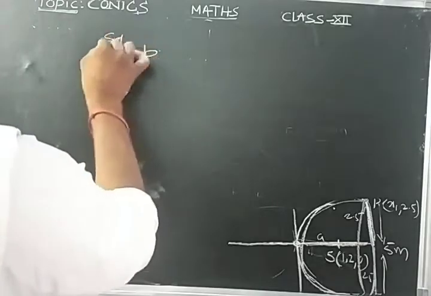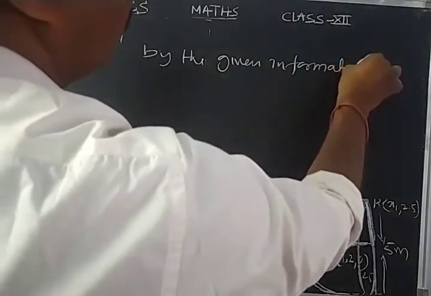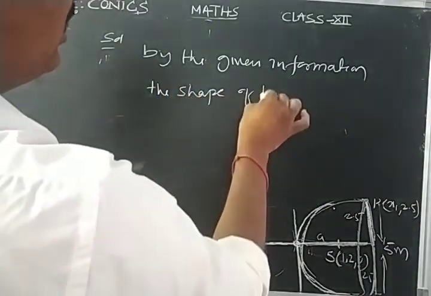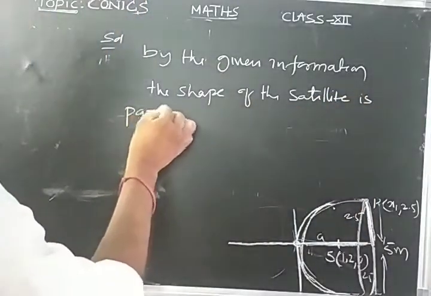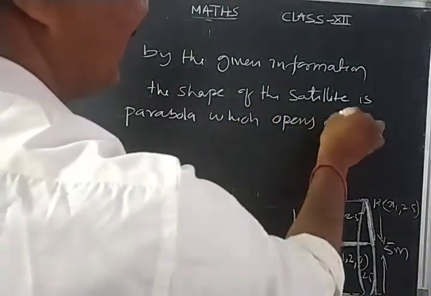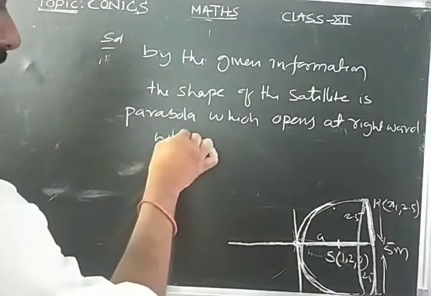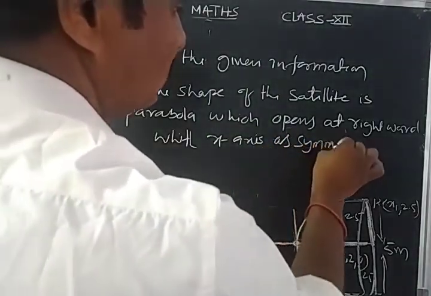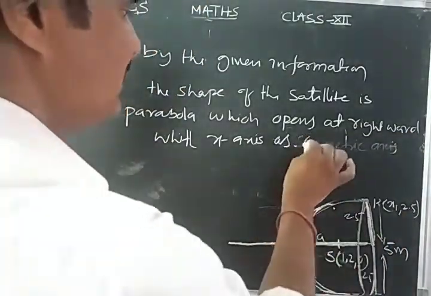By the given information, the shape of the satellite is a parabola, which opens rightward, with the x-axis as the symmetric axis, or axis of parabola.